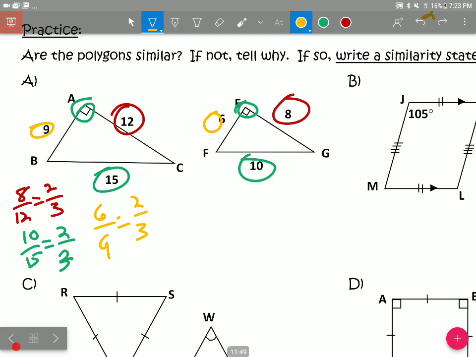All right, so we have triangle ACB is similar to triangle EFG.